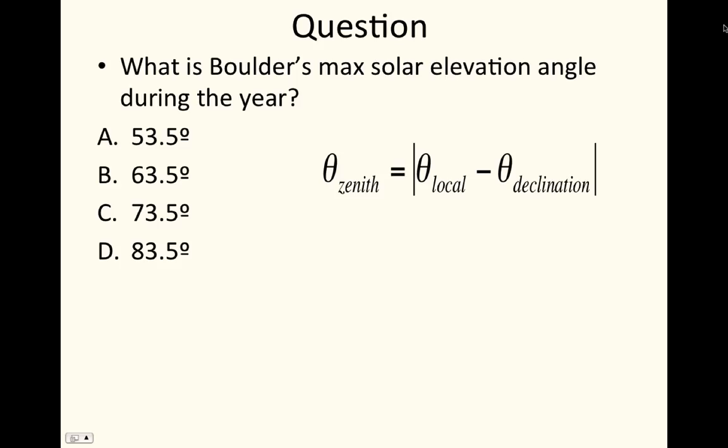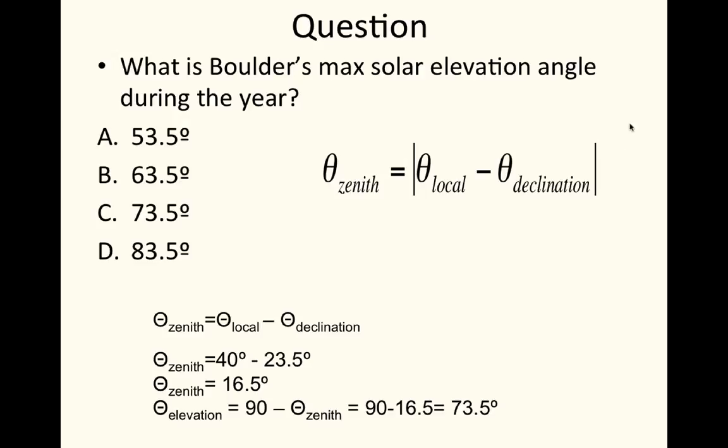So we could do one more example. What is Boulder's maximum solar elevation angle during the year? We're going to be wanting to look at June 21st, the summer solstice, because that's when the sun's going to be highest in the sky. So the solar declination will be 23.5 degrees north. Using our equation, we get the zenith angle equals your latitude, 40 degrees in Boulder, minus 23.5. Your zenith angle is 16.5, which means your sun angle is 90 minus that, at 73.5 degrees.